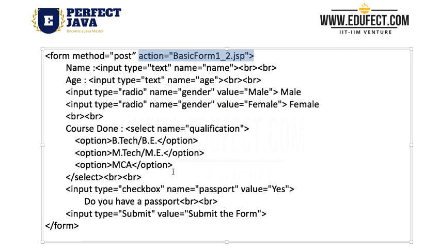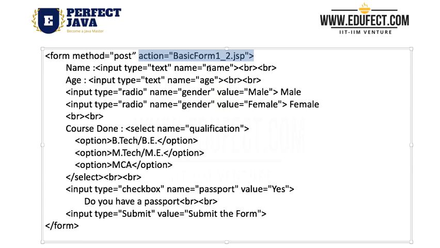action is equal to basic form 1_2.jsp. So what does this mean? This means that when we click the submit button, this is the JSP that should be called. This is where we are specifying what our next JSP is. Earlier, we had just said form method is equal to post. Now we are adding action is equal to basic form 1_2.jsp, which is the name of the JSP file where we have written the code to handle what to do once the submit button is pressed.